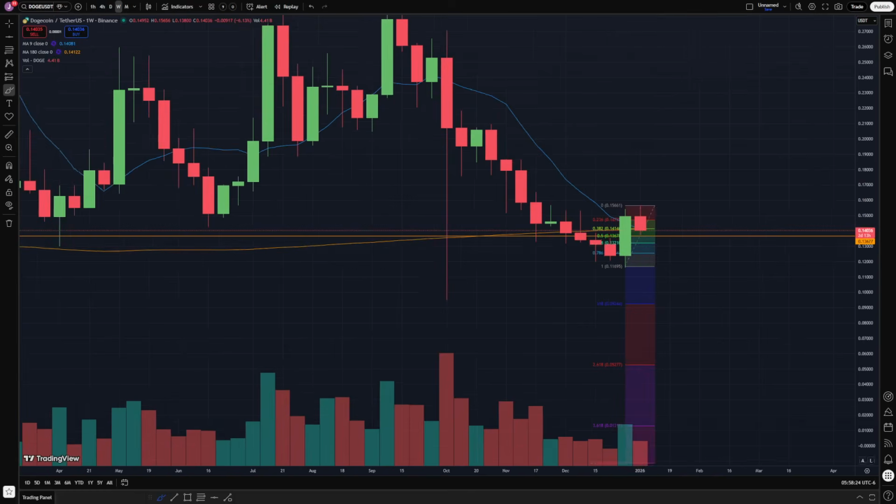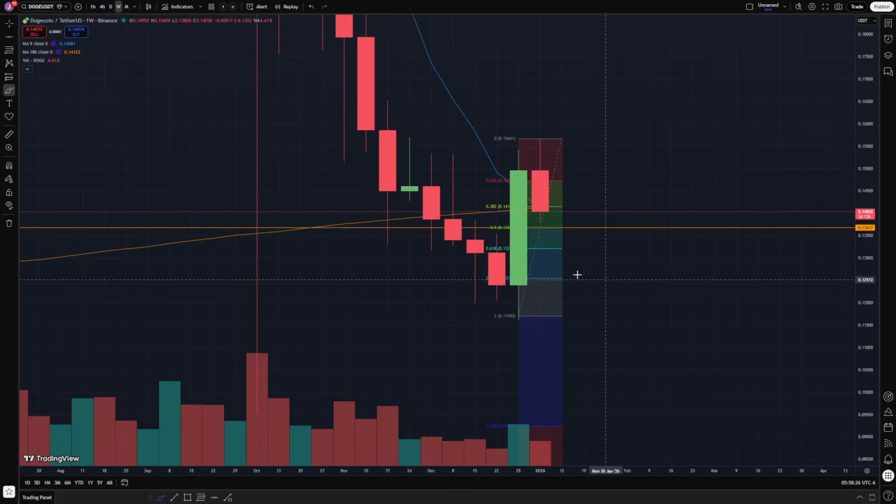But the weekly, we're below on the weekly as well. I think we're right on, let me get the arrow. I think we're right below the weekly, if you can see it.